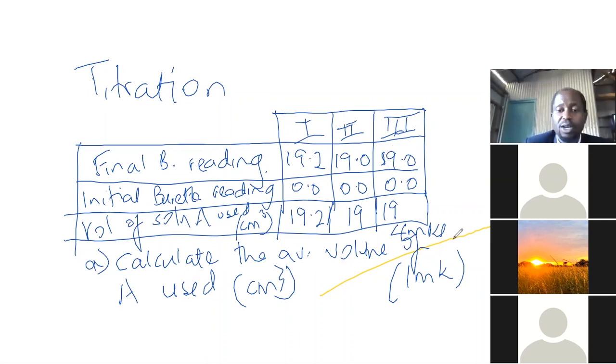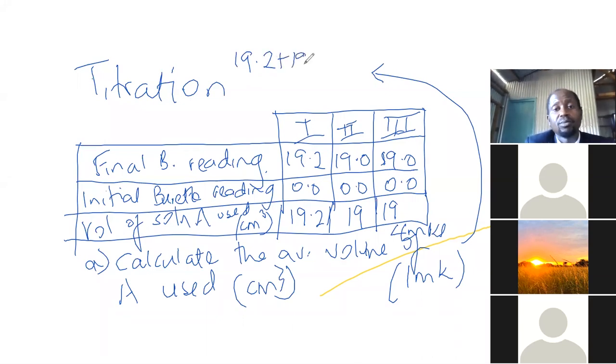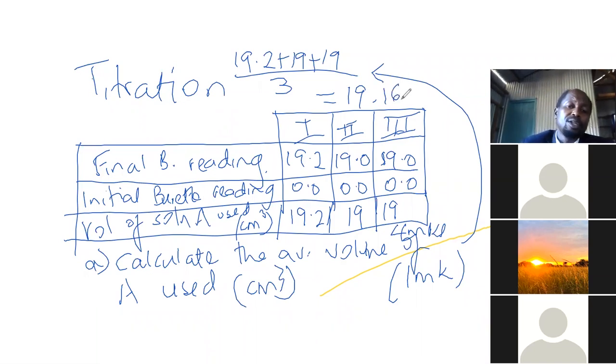Let me show the average here. Goes ahead to do the average, assuming it is you or me. We perform the average: 19.16 cubic centimeters.